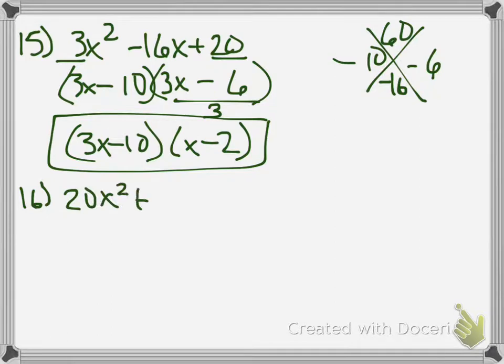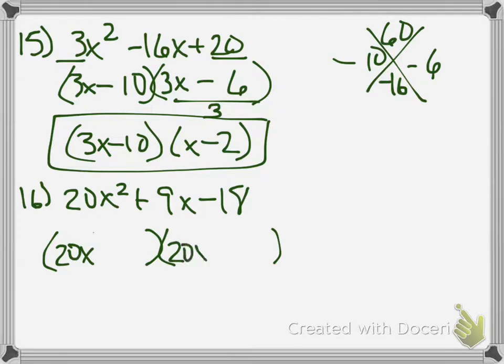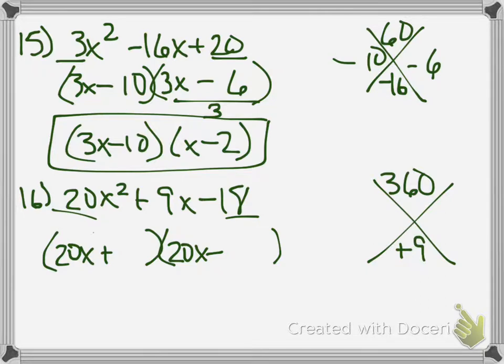Next, 20x squared plus 9x minus 18. Alright, let's try it like this. 20x, plus minus is plus minus. I'm going to multiply 20 and 18 to get, no, 360. And I'm looking for two numbers that multiply to give me 360 and subtract to give me 9. Sure, give me a second. Okay, I found that to be 24 and 15. And then I would put 24 here, 15 here.